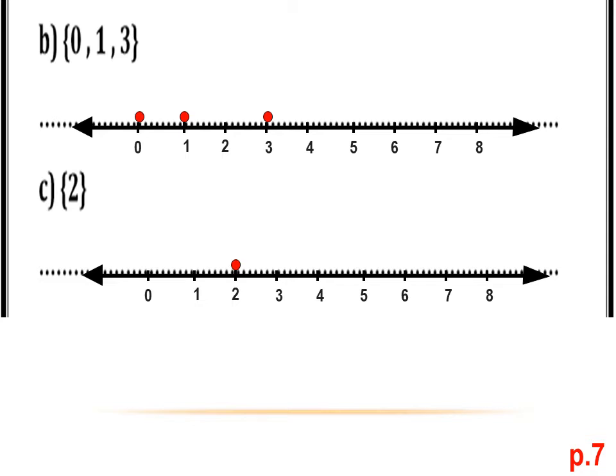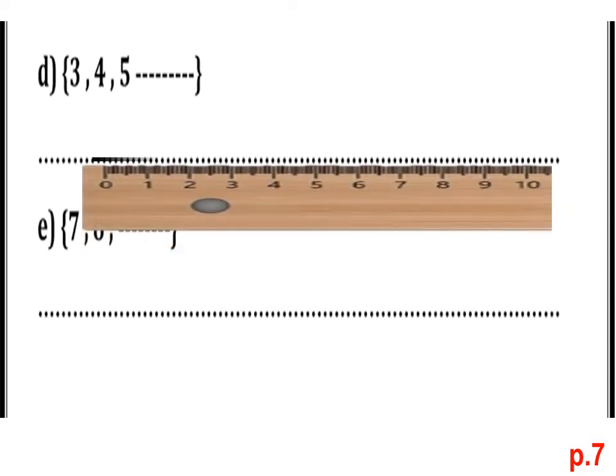Can we write number 2 and stop the number line? No, we have to write all the numbers in order. And now in letter D, the set of 3, 4, 5, and so on. So on means all the numbers after 5, which are 6, 7, 8, 9, 10, and so on. It's an infinite set. First, let's draw our number line here.